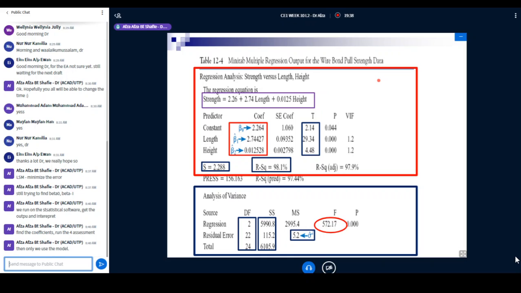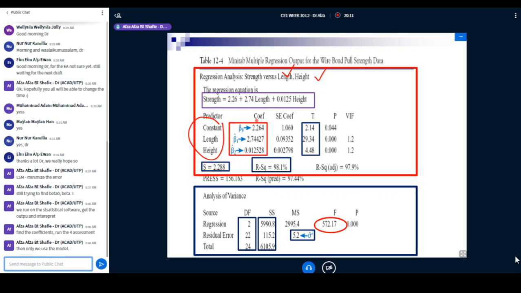What is important? The first one is to find the values of beta naught, beta 1 hat, and beta 2 hat. I say beta 2 hat because you now have two variables, x1 and x2. So if we look at this, we always go to this column. It tells you your constant value, the length, and the height. These are the ones that are of interest to you.